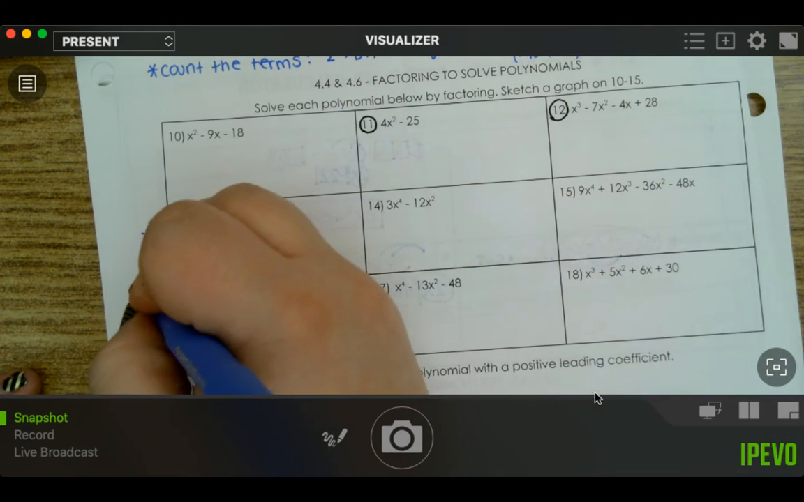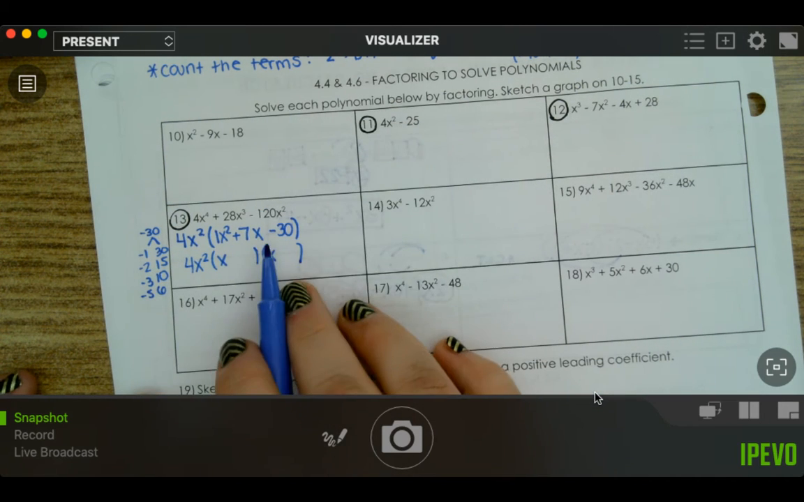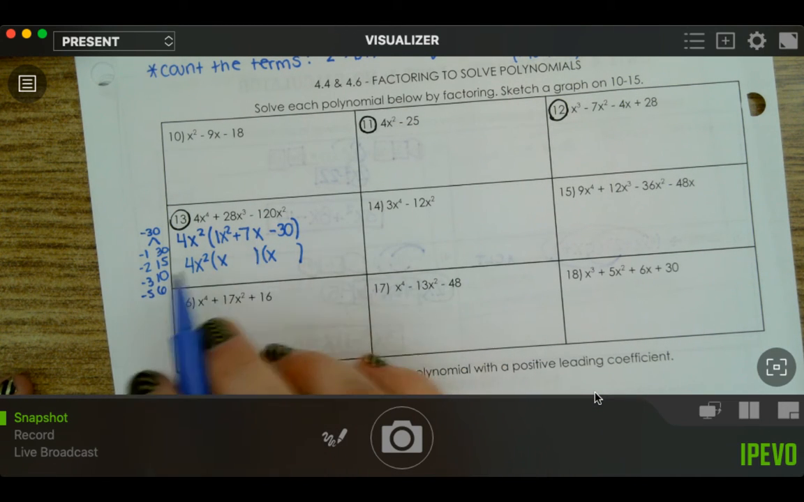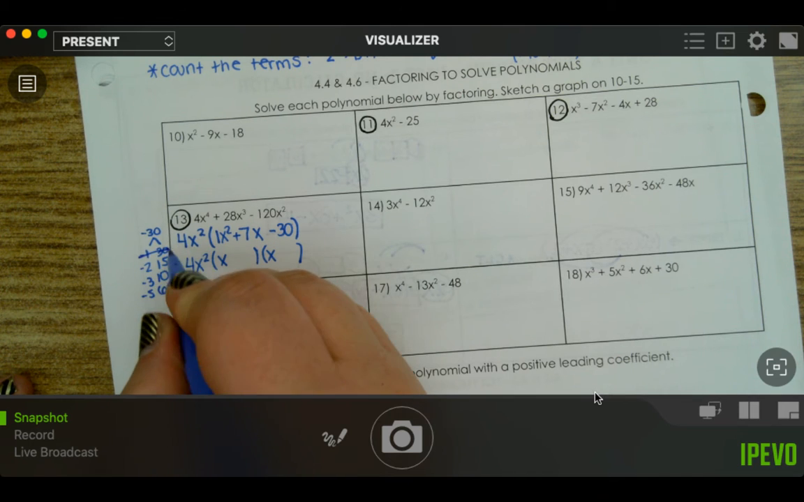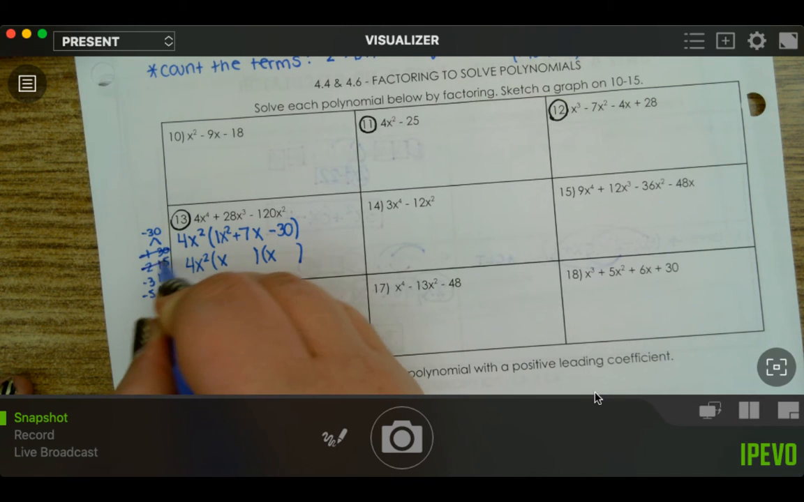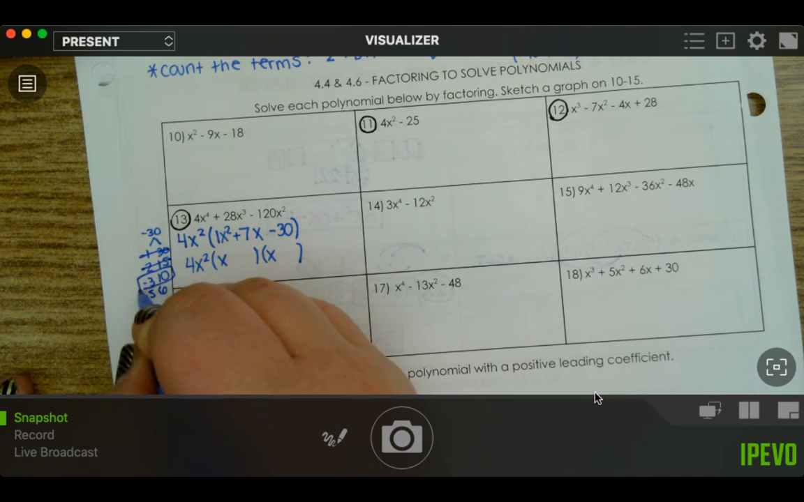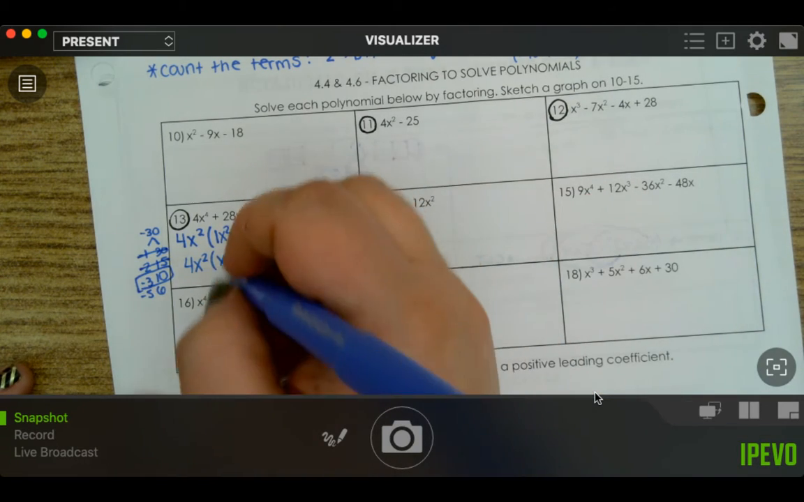And negative 5 and 6. Okay, so I want them to add to 7. So it's not negative 1 and 30 or negative 2 and 15. There we go. Negative 3 plus 10 is 7.